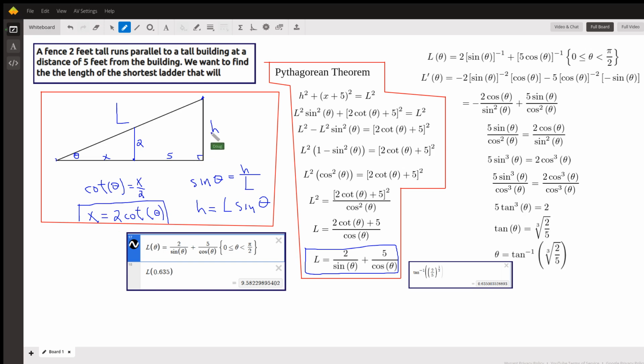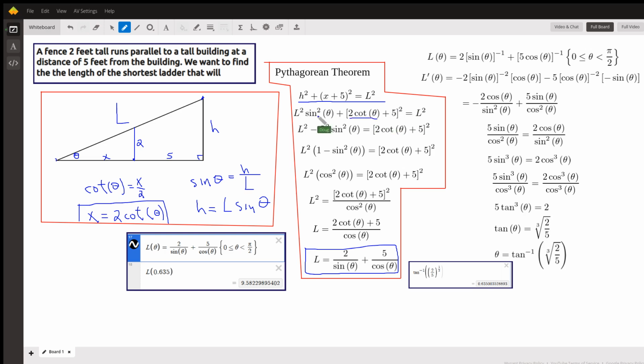And H, you could say the tangent of theta equals H over X plus 5, but that gets really messy. If you say the sine of theta equals H over L, H equals L sine theta, then you can apply the Pythagorean theorem to this right triangle, which is what I've done here. H squared plus the quantity X plus 5 squared equals L squared. But H squared is L squared sine squared theta, and X plus 5 is 2 cotangent theta plus 5, quantity squared, because I substituted this for X.